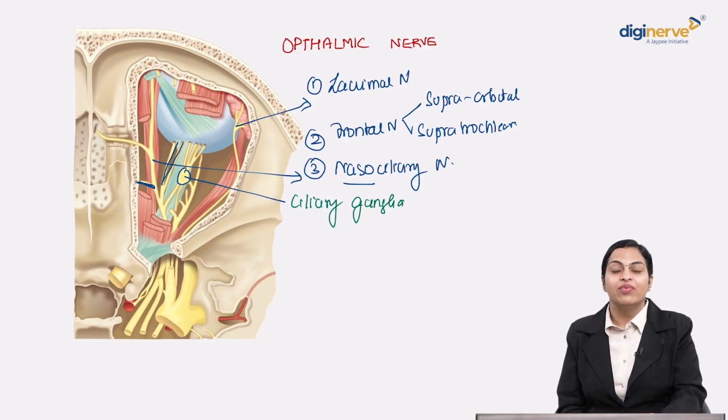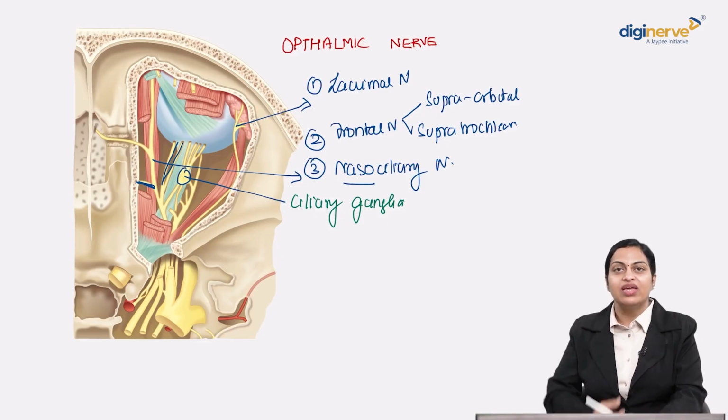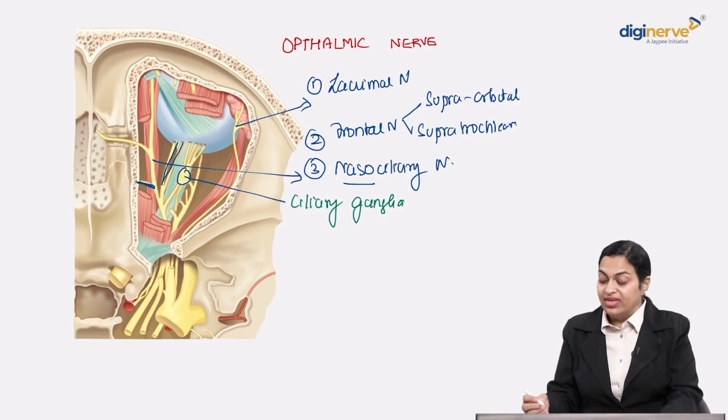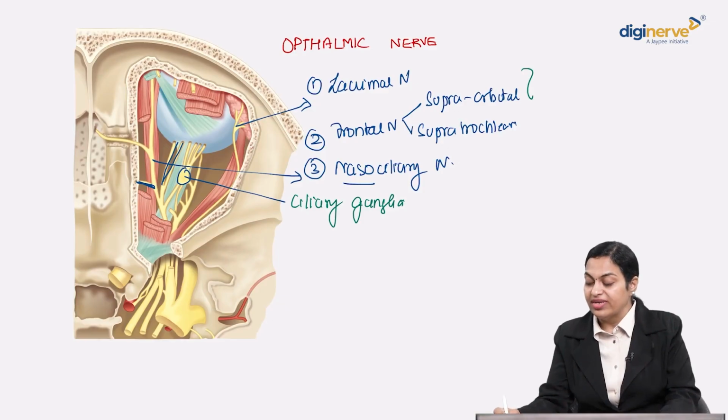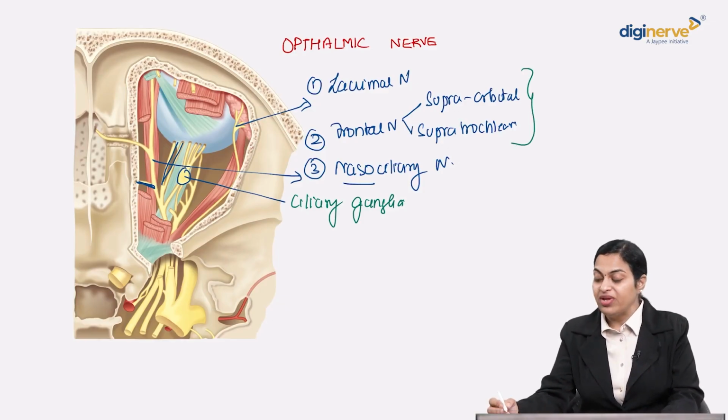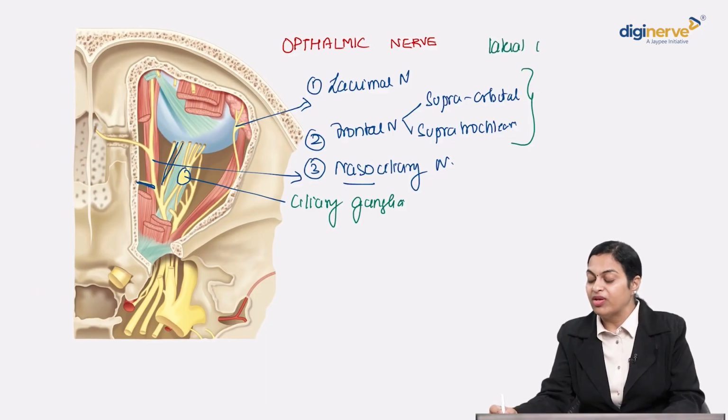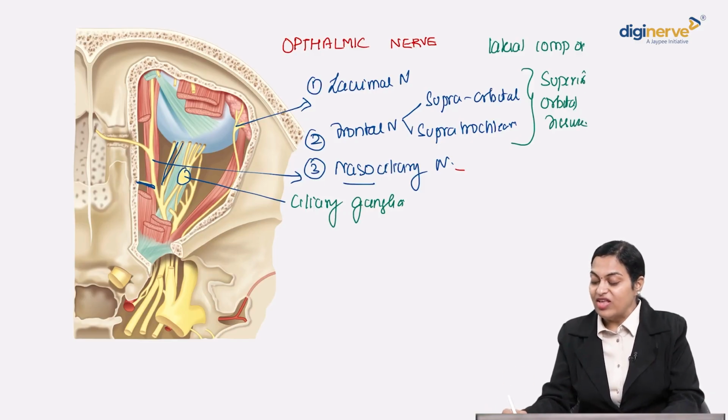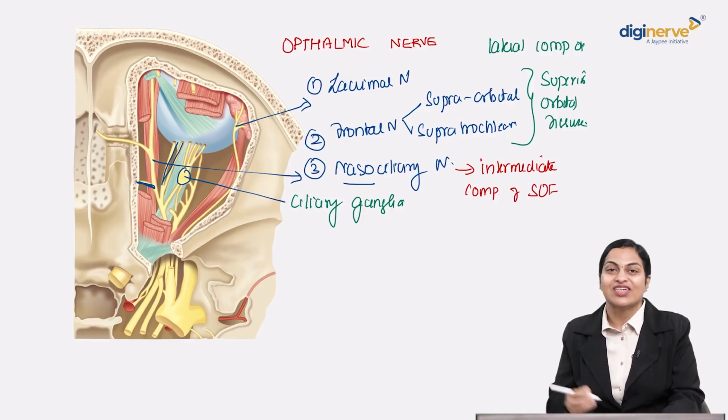The lacrimal nerve innervates the lacrimal gland. Okay, it receives the fibers through the zygomaticotemporal branch of the maxillary nerve, and it supplies the skin of the lateral part of the upper eyelid. The lacrimal nerve and the frontal nerve, you know how do they enter the orbit? Through the lateral compartment of the superior orbital fissure. And the nasociliary nerve passes through the intermediate compartment of the superior orbital fissure, right?